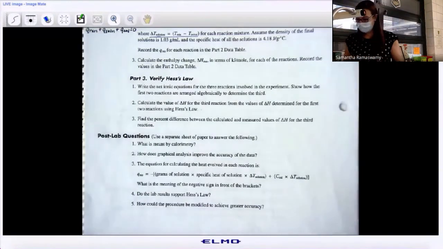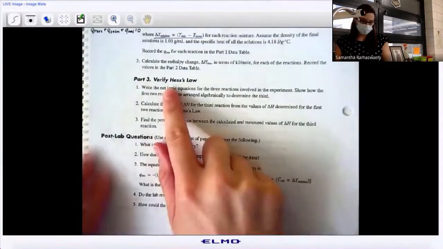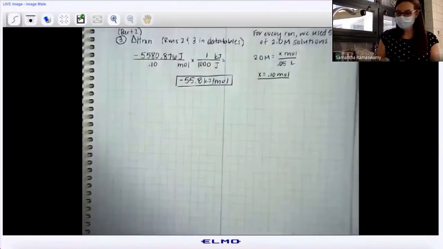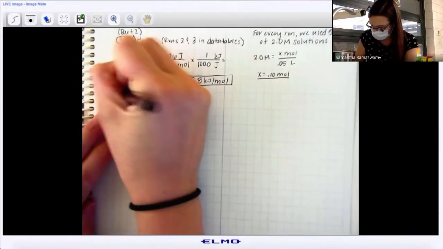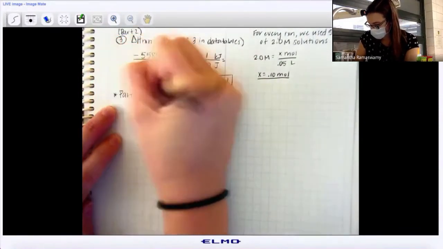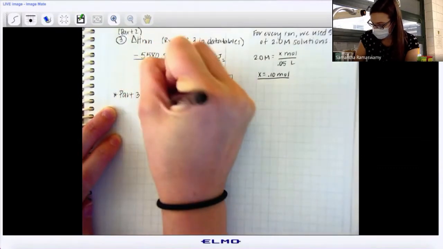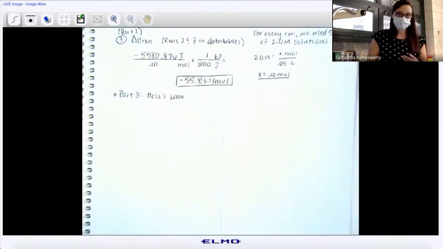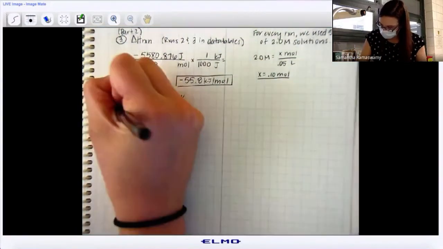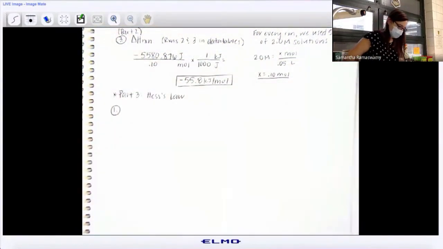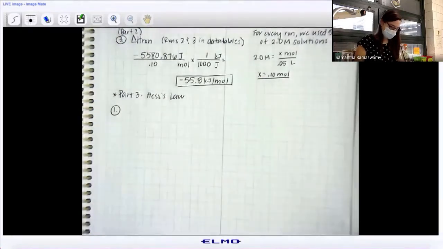So part 3 is verifying Hess's law. I'm going to go ahead and label the subheading, part 3, Hess's law. Within part 3, number 1 says, write the net ionic equations for the 3 reactions involved in the experiment. Show how the first two reactions are arranged algebraically to determine the third.